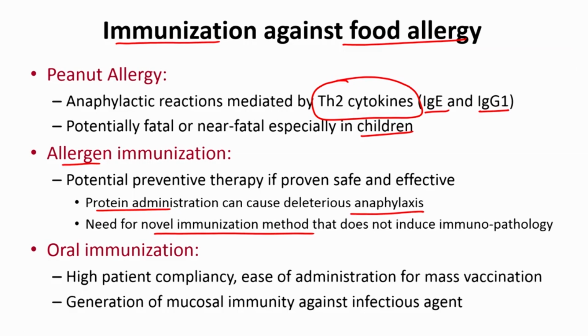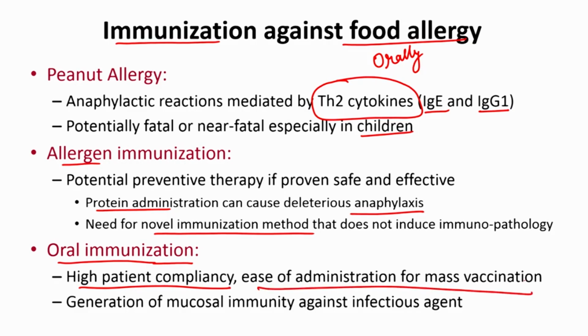And then the oral immunization can be done with this, because obviously all of this is taken orally. So, when we are taking food, we are taking it orally. So, can we use oral immunization, because that will be fairly compatible. So, high patient compliance and ease of administration for mass vaccination. You can, at the time the babies are born, easily administer this and it is not a problem, and you can generate mucosal immunity against infectious agents also through oral immunization, but in this case we are mostly focusing on food allergy.